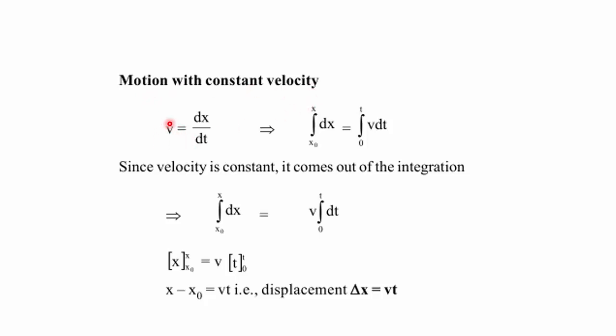Now we know that velocity is defined as dx by dt, where x represents the change in position. Since velocity is constant, I rearrange to put dx on the left-hand side and integrate from x0, the initial position, to x, the final position, with time going from 0 to t. Because velocity is constant, I take it out of the integration, and I arrive at displacement equals velocity into time, where v is constant.